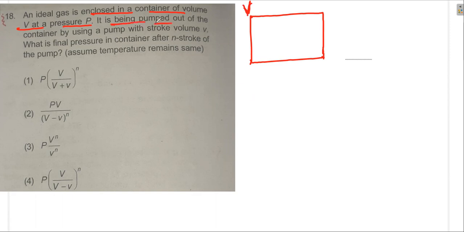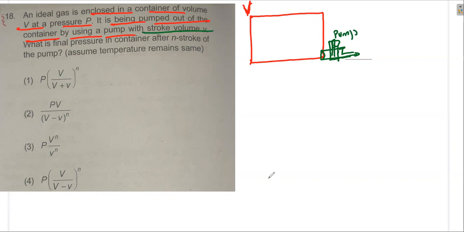It is being pumped out of the container by using a pump. So you have a pump attached to it. Let's say this is the pump, and the job of the pump is to pump out the air. This is the pump with the stroke volume v.